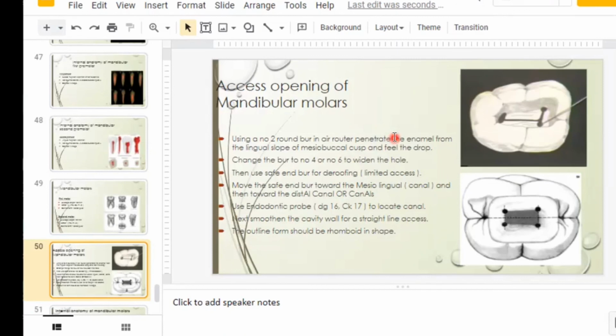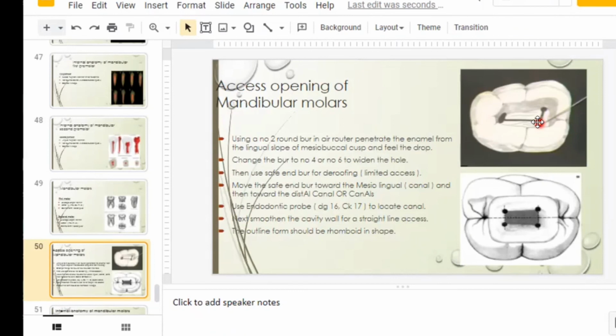So, yeah, we take a number 2 round bur, and we start from the lingual slope of the mesiobuccal cusp to penetrate the enamel and dentin. After that, when we feel the drop. One minute. Here, which cusp is important? Here, the mesiobuccal cusp. So here the key factor and the first thing is the mesiobuccal cusp, at the lingual slope of the mesiobuccal cusp. From here, there you have to start.